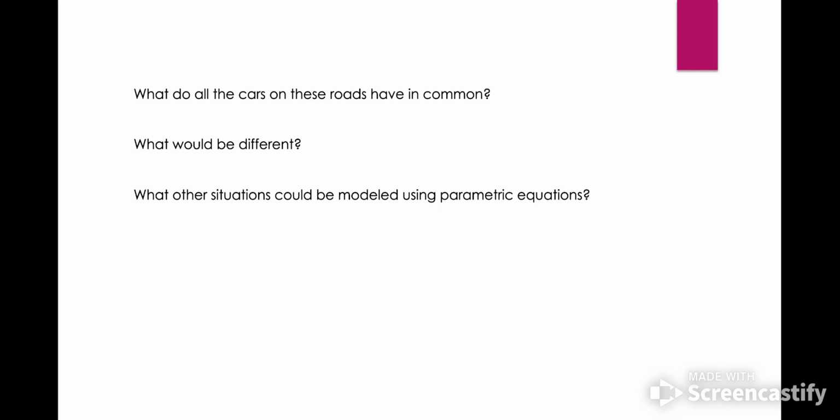And so here's some other things that we talked about, like what all the cars on these roads have in common. So they share the roads. What would be different is the time in which they're there. I got a little ahead of myself on the slides there. And then what other situations could be modeled using parametric equations?